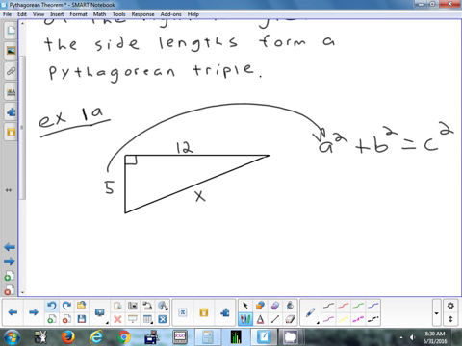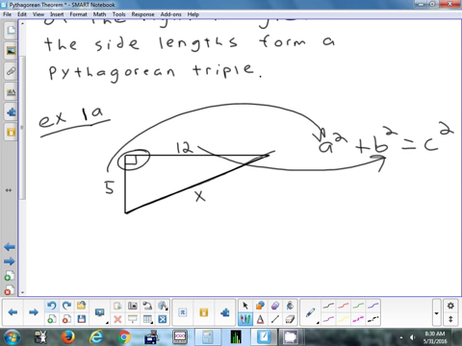Is that biggest? Is 12 going to be the biggest? No, hypotenuse. Yeah, the hypotenuse is always the biggest side. Okay, so whatever side is across from that symbol, that's always the biggest. So that means we have to fill in the 12 for what? B. Yep. Fill that in for B.